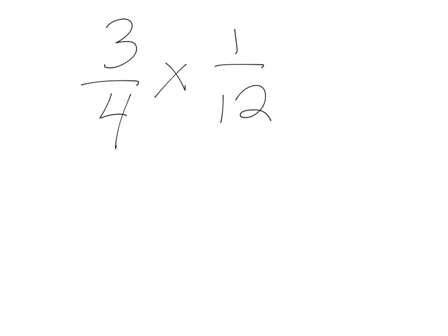So we know that 3 and 12 share a common factor. And 3 goes into 3 one time, and it goes into 12 4 times. And that's our new fraction. So it would be 1 times 1 is 1, and 4 times 4 is 16. So we did get the same answer.